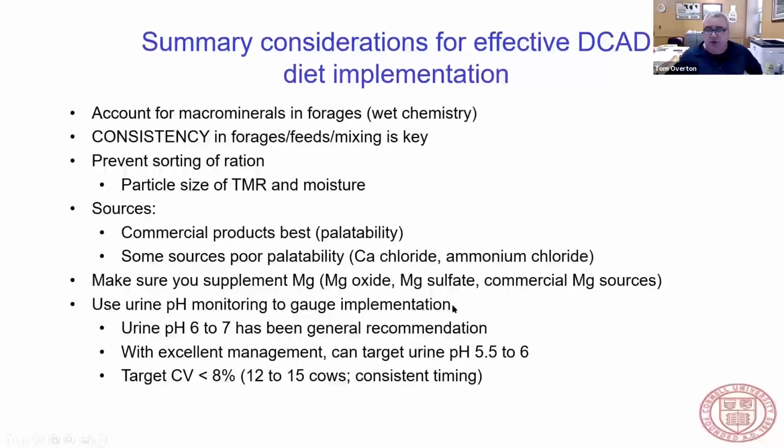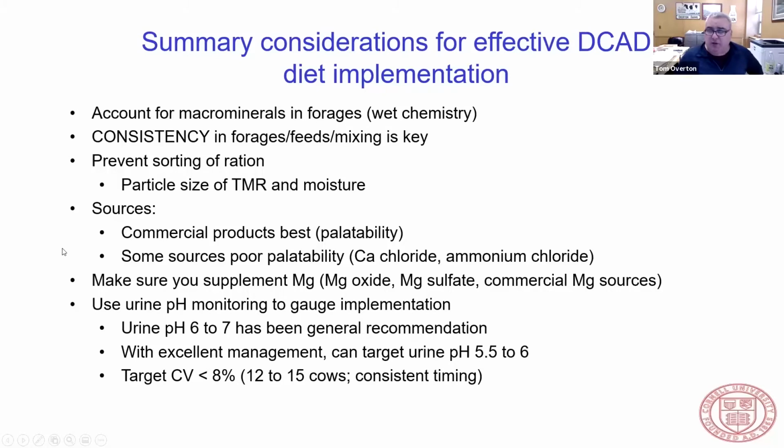Okay. So just to summarize DCAD here, you really want to account for macrominerals and forages. What chemistry methods are going to be best? Consistency is really, really important. Consistency, everything related to the dry cow program is important. We want to prevent sorting the diet. That comes back to particle size of the TMR, moisture.